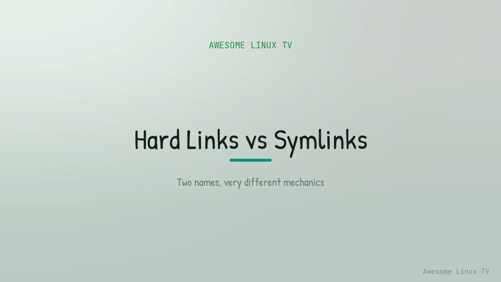On a Linux file system, two things look like copies of a file but work in completely different ways. Hard links and symlinks both let you access the same data from different names, yet they survive, fail, and behave differently. Here's what's actually going on under the hood.